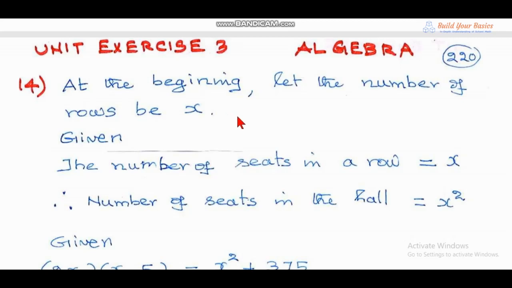So in each row there are x seats and there are x rows. So what is the number of seats? x into x. So the number of seats in the hall is x into x, that is x squared. We assume that the number of rows is x. That means the number of seats in each row is x, as per the first statement of the problem. So the number of seats at the beginning is x squared.